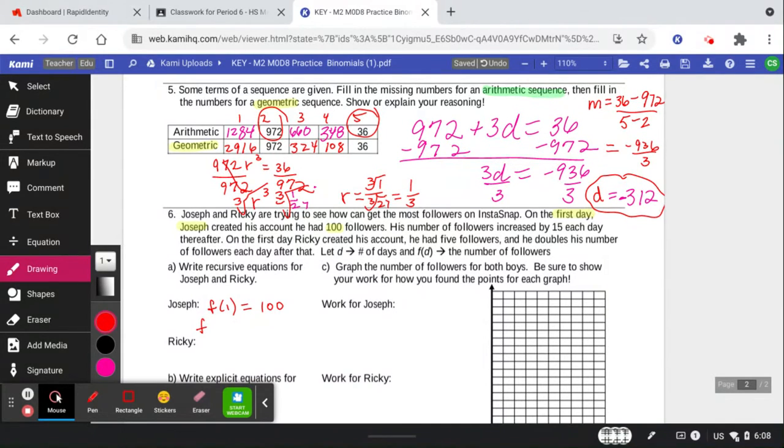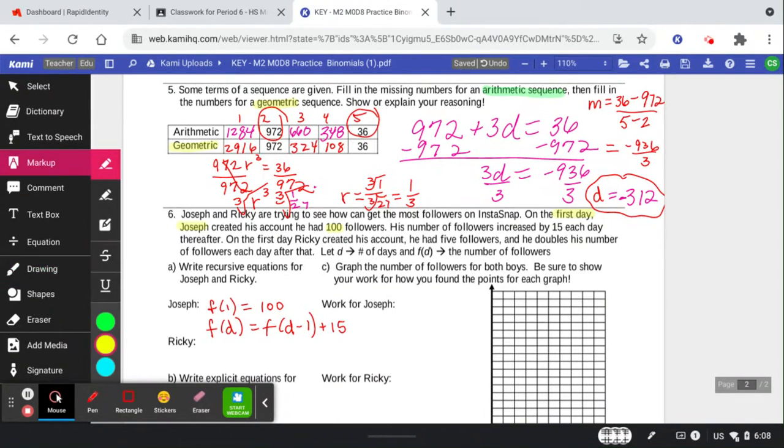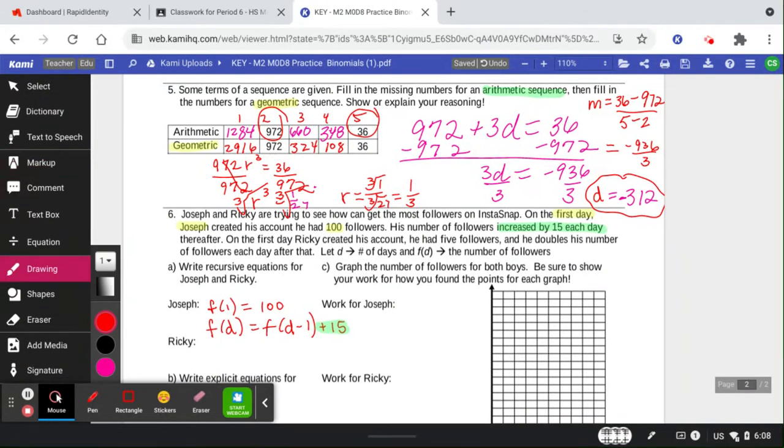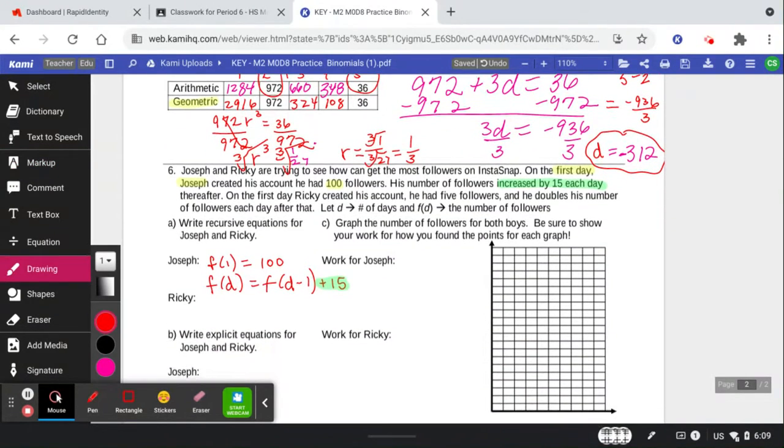Hang on, by the way, did they tell us what to call this? F of d, d is the number of days. F of d is the number of followers. So hang on, f of d instead of f of x. F of d equals f of d minus 1, and then we're adding 15 each time. Okay? Number of followers increased by 15 each day. So this right here is what makes that my recursive. That's for Joseph.